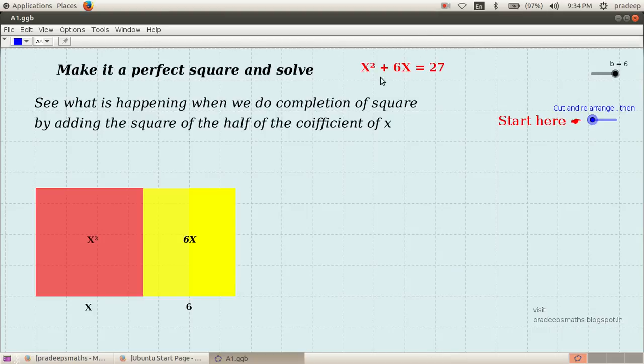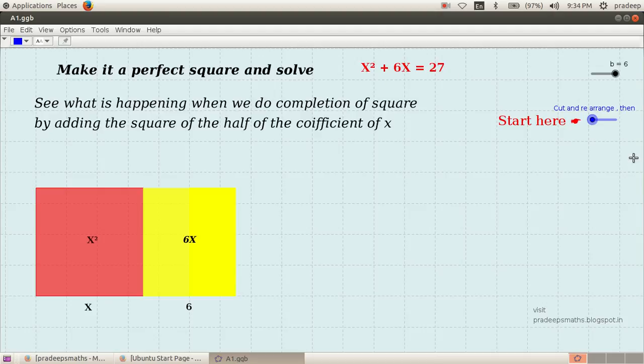Hi friends, we are going to solve a quadratic equation x square plus 6x is equal to 27 by completion of squares. In order to solve this problem, we have to add the square of half of the coefficient of x on both sides to make it a perfect square. But when we add 3 square on both sides, students may not know why we add 3 square on both sides.